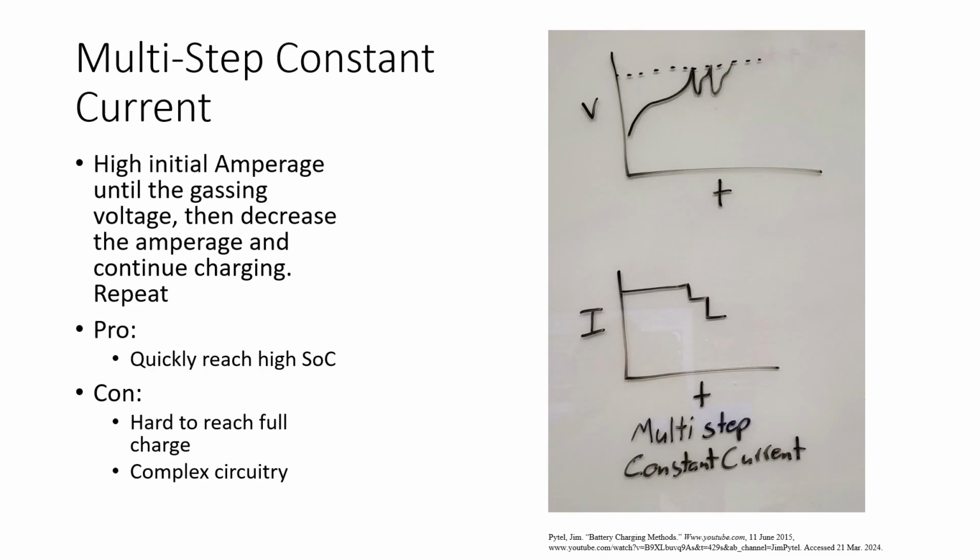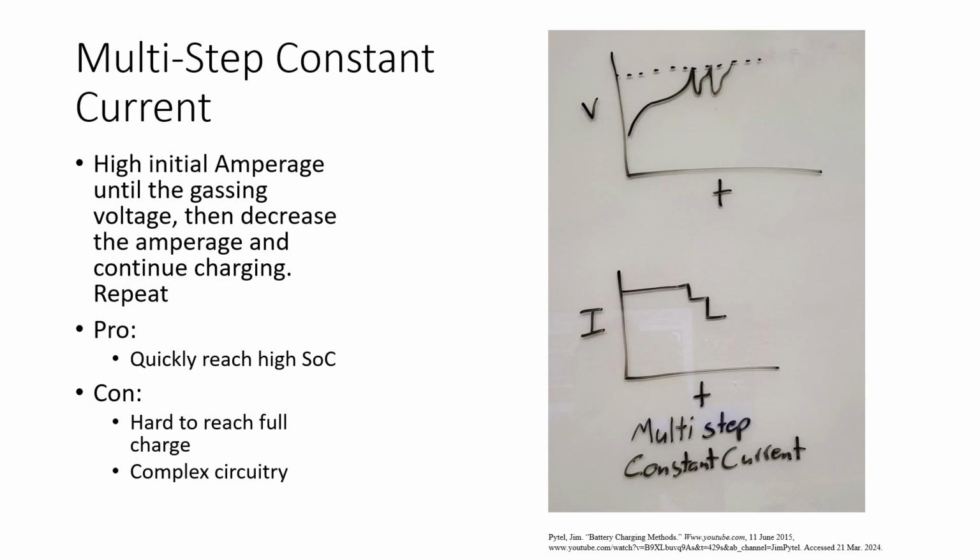This multi-step is almost the exact opposite of the trickle, single step. As the name implies, it's going to have many different steps to it. The initial step is going to be as high current as much as you can send it, and then you hit the gassing voltage, you decrease the current, and you go again, keep that same current until you hit the gassing voltage, step it down, keep going, step it down, keep going. Repeat, repeat, repeat. It's very quick. You can quickly reach a high state of charge in a very little amount of time. That's a very good advantage.